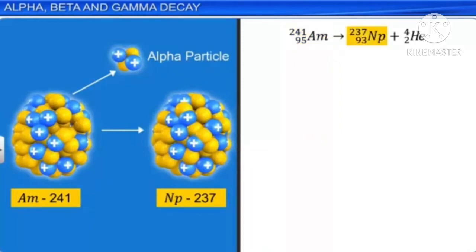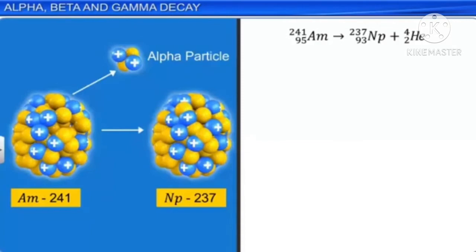The total mass of the decay products, that is neptunium-237 and helium-4, is less than that of the parent nucleus, americium-241. Hence, the total mass energy of the decay products is less than the mass energy of the original nuclide. Therefore, alpha decay is a spontaneous decay without the need of any external source.